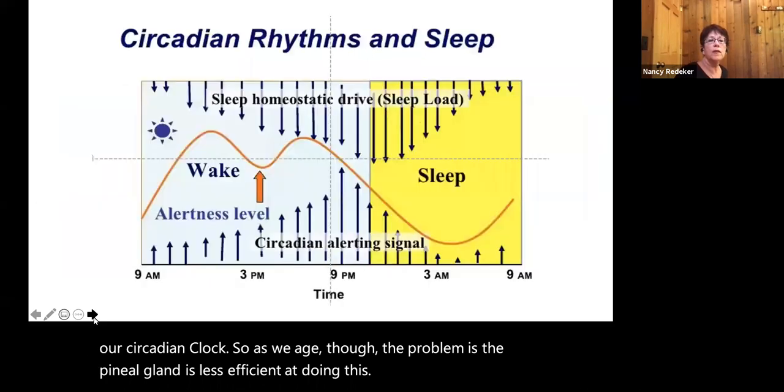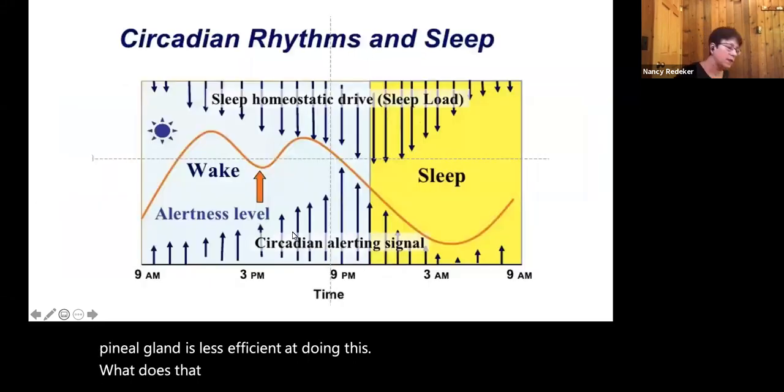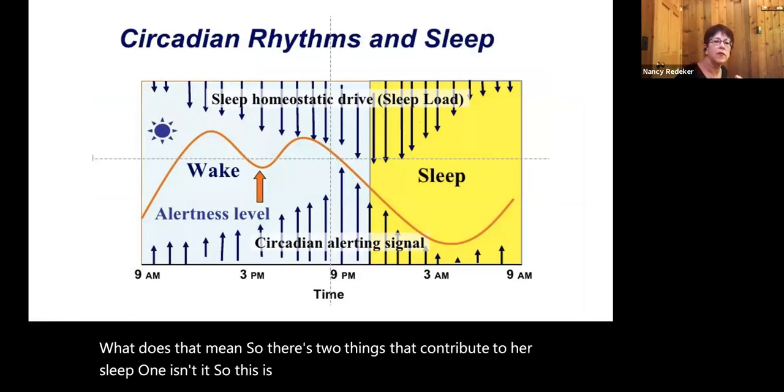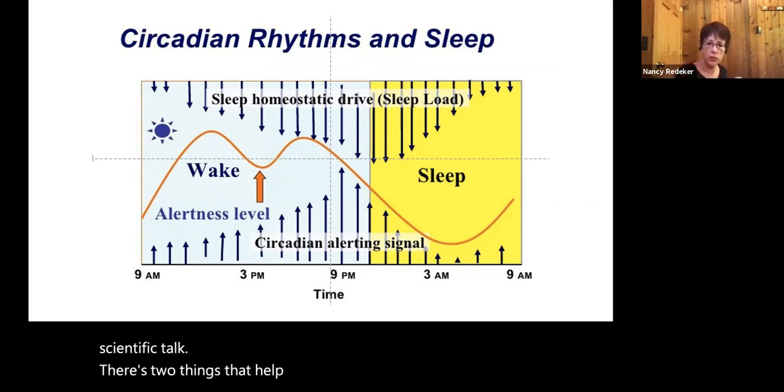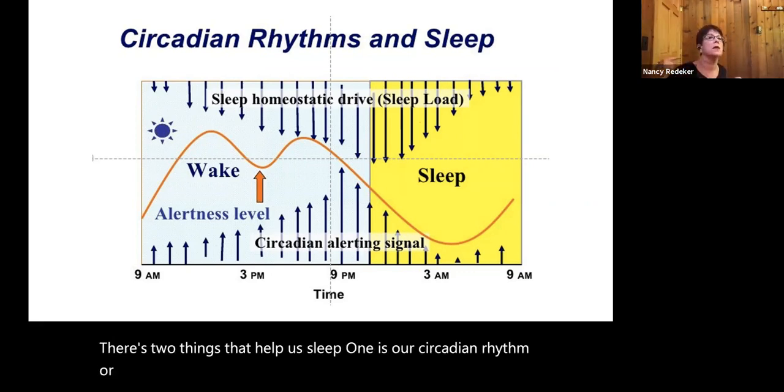So what does that mean? There's two things that contribute to our sleep. One is, and this is really busy, I did pull it out of a scientific talk. There's two things that help us sleep. One is our circadian rhythm, or our normal body clock, that is also partly influenced by things like light.